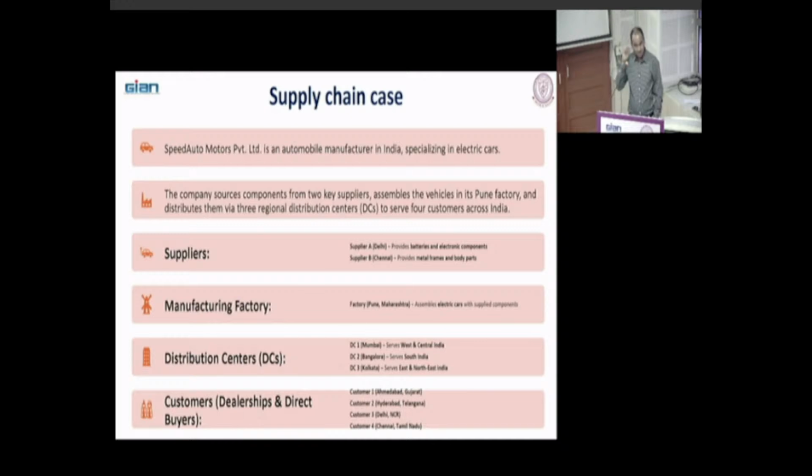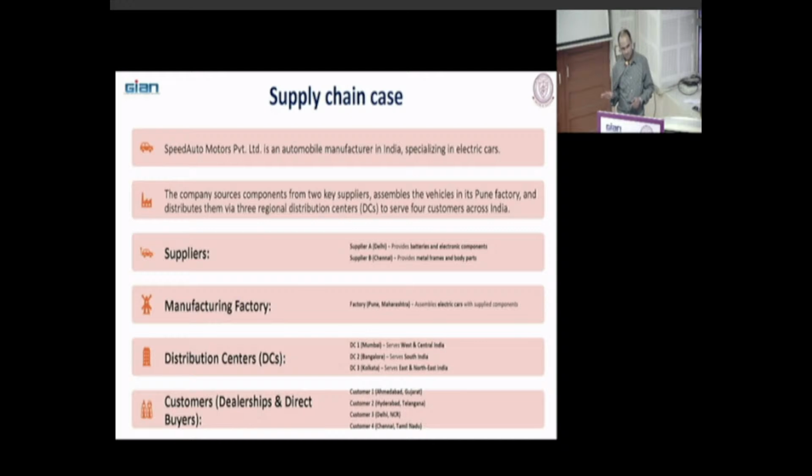Now we are going to see one hypothetical case example, to see the difference between the physical world, the physical supply chain, and the digital virtual representation of your supply chain network. Suppose there is one company, Speed Auto Motors Private Limited, a hypothetical company, an automobile manufacturer in India specializing in electric car making. This company sources components from two key suppliers, assembles the vehicles in its Pune factory, distributes them via 3 regional distribution centers, and serves 4 customers across India.